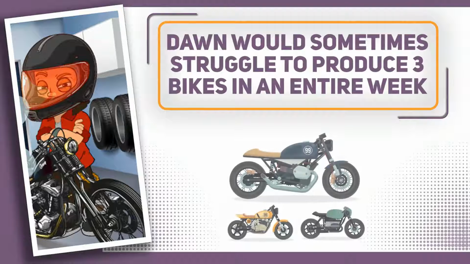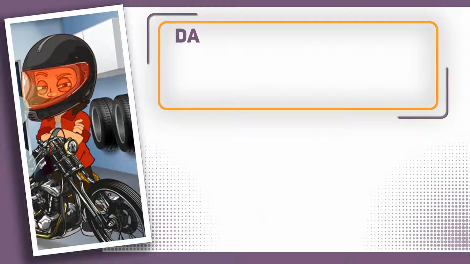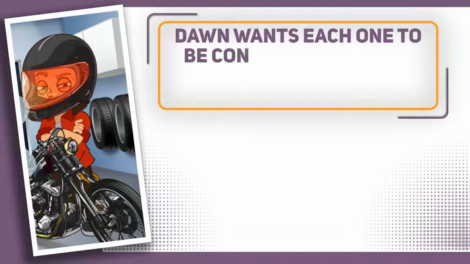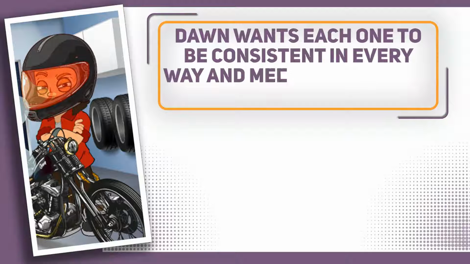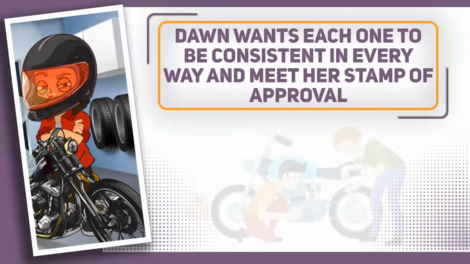Over the years, as the business has expanded, Dawn has been able to reinvest some of her profits from these early years into the necessary specialist machinery and the high-quality staff training that has now allowed her to improve the production process. They are making over 100 bikes per day, and Dawn wants each one to be consistent in every way and meet her stamp of approval.